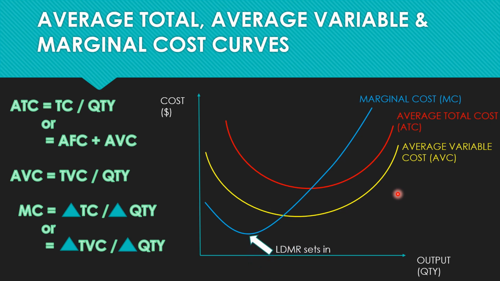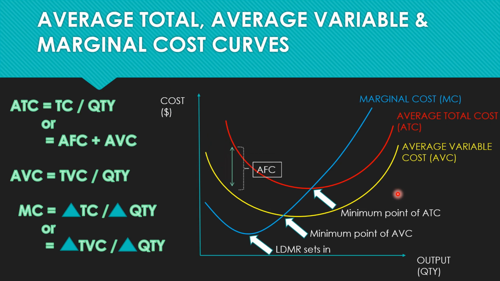Now at this point here, you can see that this is where LDMR sets in, at the lowest point of the marginal cost. In addition, the marginal cost will cut through and intersect the minimum points of both the AVC and the ATC. Now the next important part is this gap here, the vertical distance between the ATC and the AVC, which gives us the AFC across all output levels.